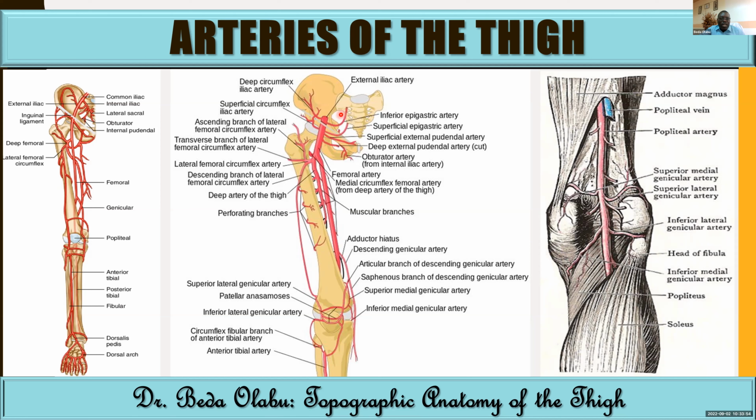Now, in this image, you can see the deep circumflex iliac, and you can also see the inferior epigastric artery. Those ones are usually given before the inguinal ligament is crossed, and so as a concept, they are branches of the external iliac artery and not branches of the common femoral artery. But the other four I've mentioned are given below the inguinal ligament, and so they are branches of the common femoral artery.